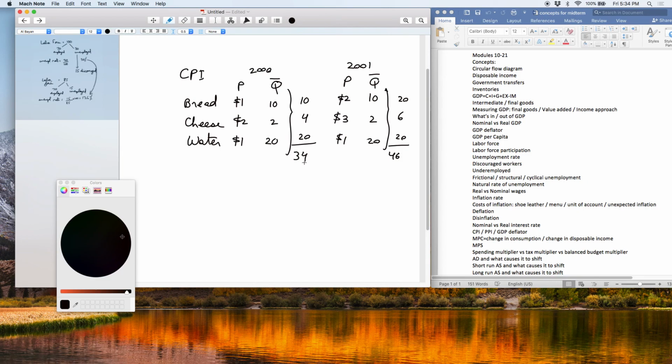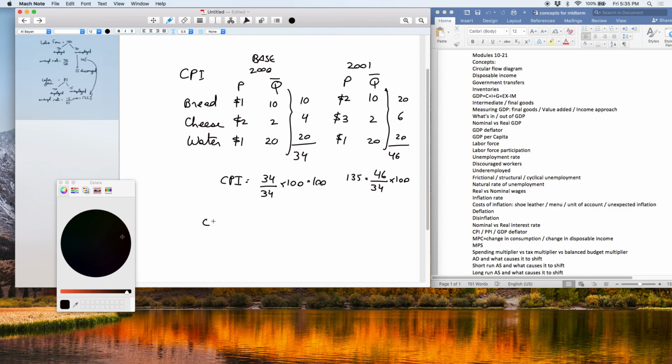The problem is that in order to make this pretty, what I do is for the base year, so this is the base year, okay? The CPI in the base year is going to be 34 divided by 34 times 100. So the CPI is going to be 100. For 2001, it's going to be 46 divided by 34 times 100, which is 135.